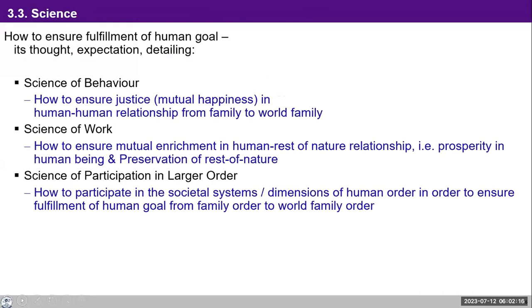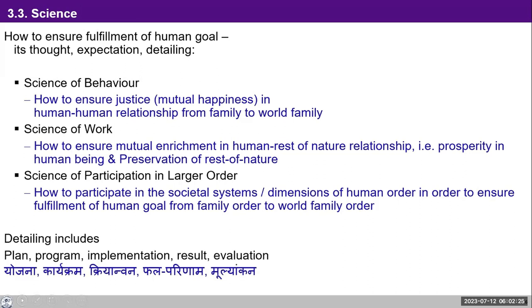Then we said science is the same thing, in fact. So we said science of behavior is there, science of work is there, science of participation is there. We've discussed the behavior. Now we are going to look at work and participation. In the case of work, we are going to talk about mutual enrichment in this relationship that we have with nature. So while we are working for prosperity in the human beings, also taking care of preservation of the rest of the nature. And when it comes to participation, participating in the societal systems in the five dimensions that we spoke of, so that we can fulfill this human goal from the small family order all the way up to the world family.